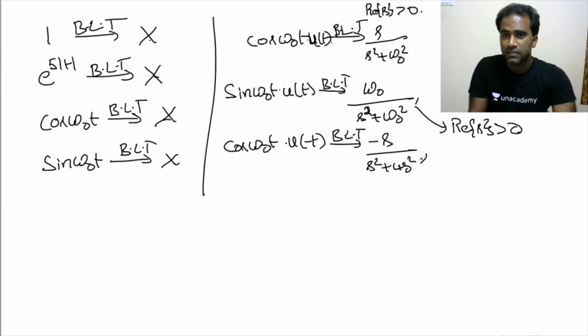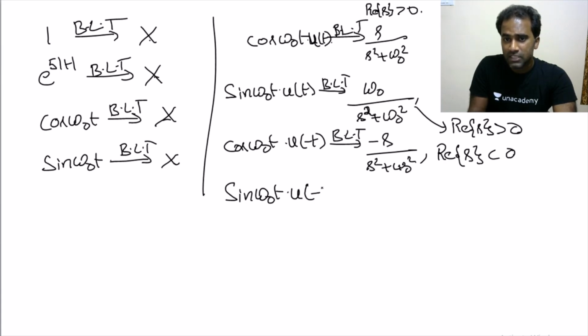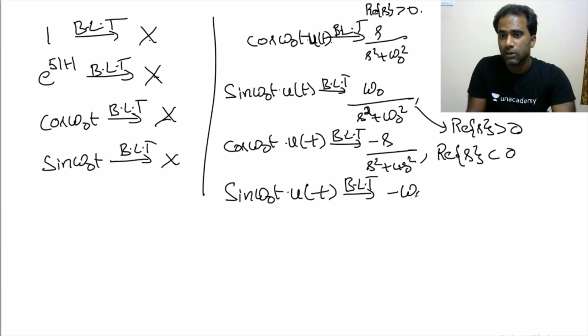Next one. For this one, since it is a left-sided signal, ROC is real part of s less than the real part of the poles. The poles here are plus j omega naught and minus j omega naught, so it is less than 0. Similarly, sin omega naught t into u of minus t we can also write. So the bilateral Laplace transform of this signal is minus omega naught by s square plus omega naught square. Whenever there is u of minus t, the Laplace transform function will be the same, but an extra minus sign will be there, and the ROC also will change.